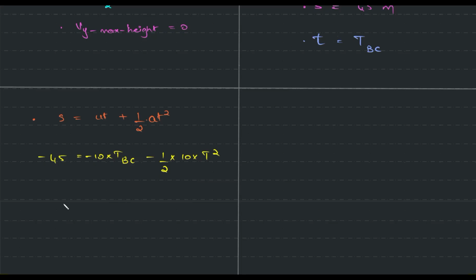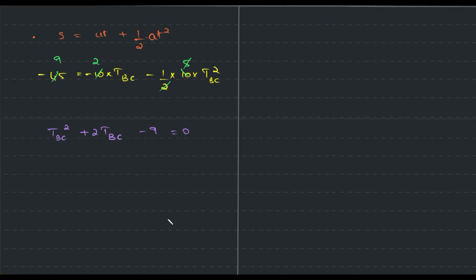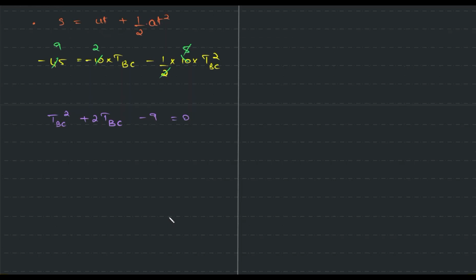So this would be 5, and 5 is common everywhere. 5 ones are, 5 twos are, 5 nines are. A bit of rearranging and we have TBC square plus 2TBC minus 9 is equal to 0. Can we resolve this? 3 3s are, how is this possible?